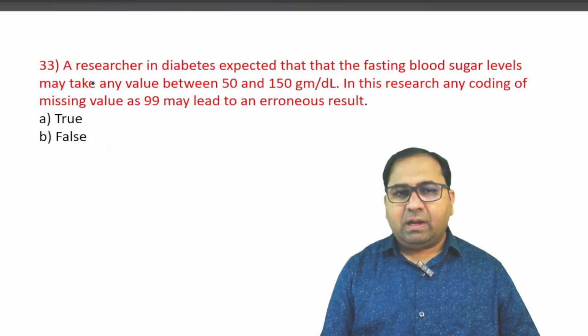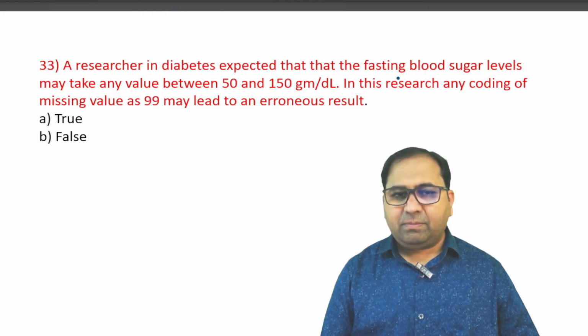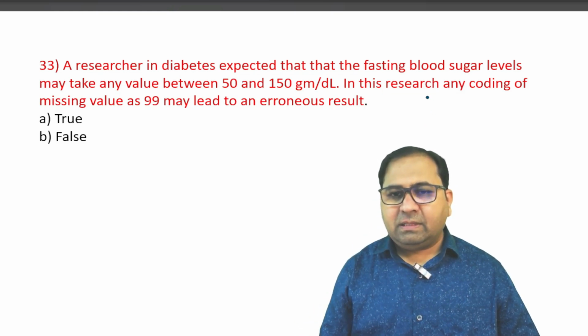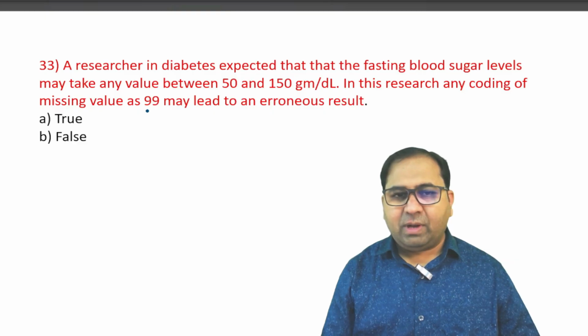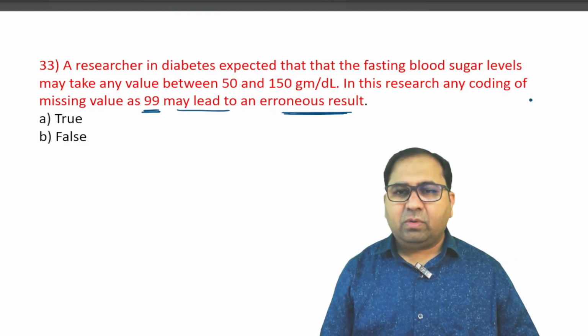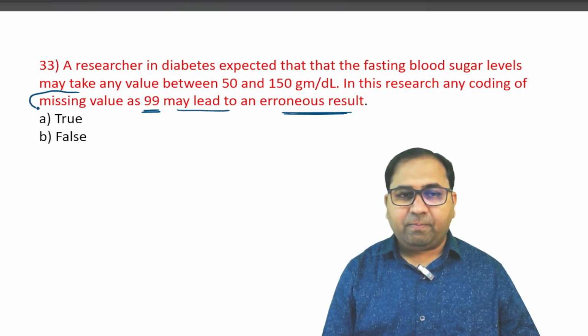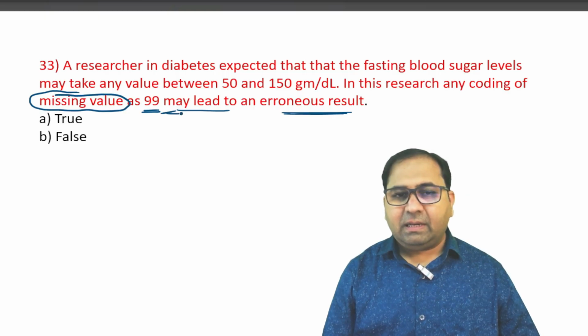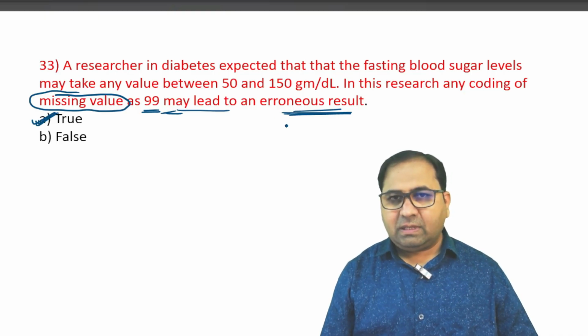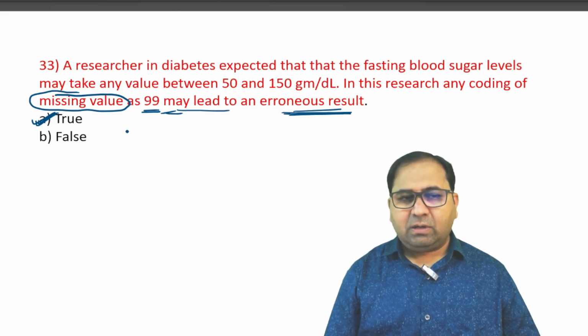Next question. A researcher in diabetes expected that the fasting blood sugar may take any value between 50 to 150. Then in this research, any coding of missing value as 99 may lead to an erroneous result. Is this a true statement or a false statement? The answer is that it is a true statement. When this question comes in the examination, please mark as this is a true statement.